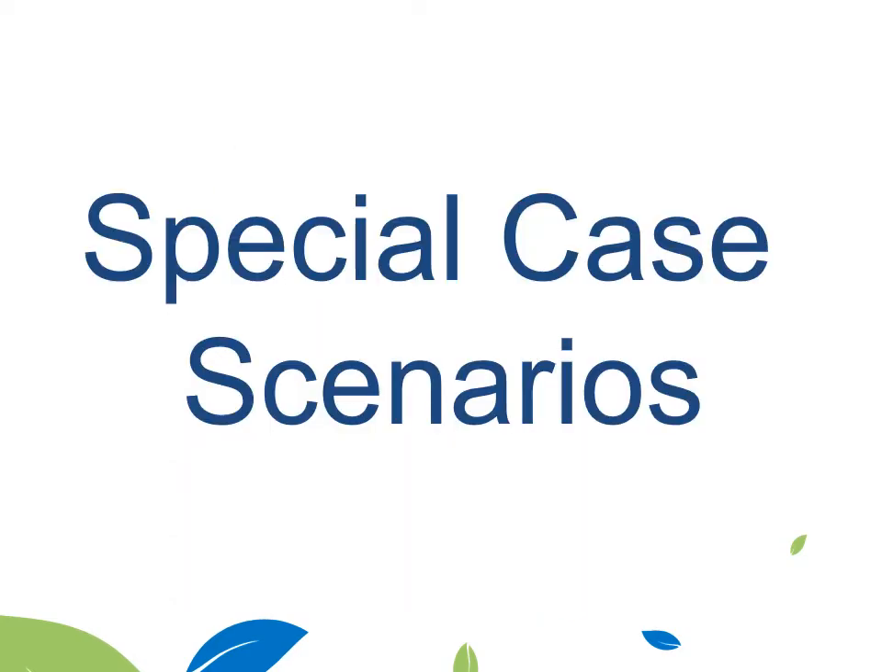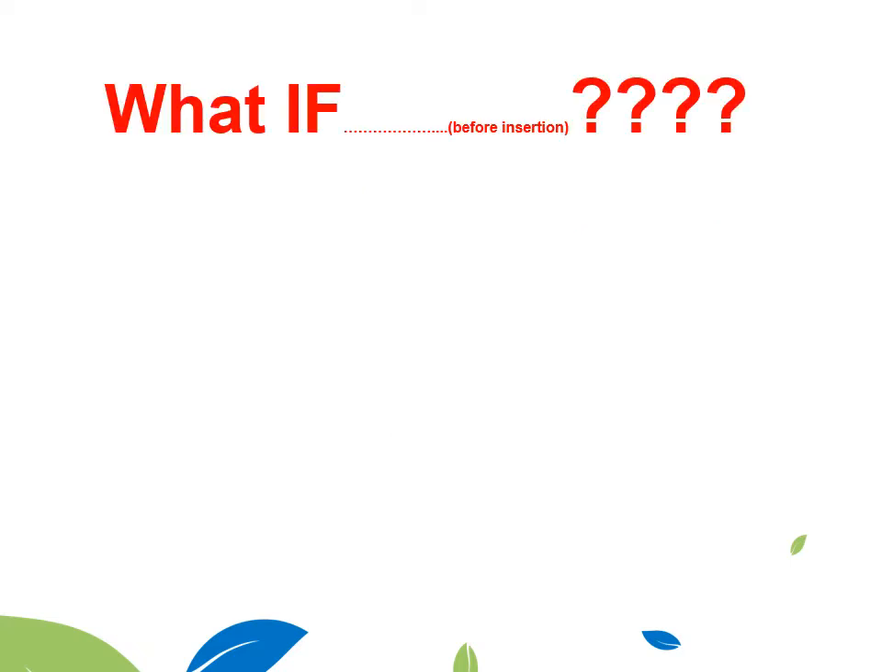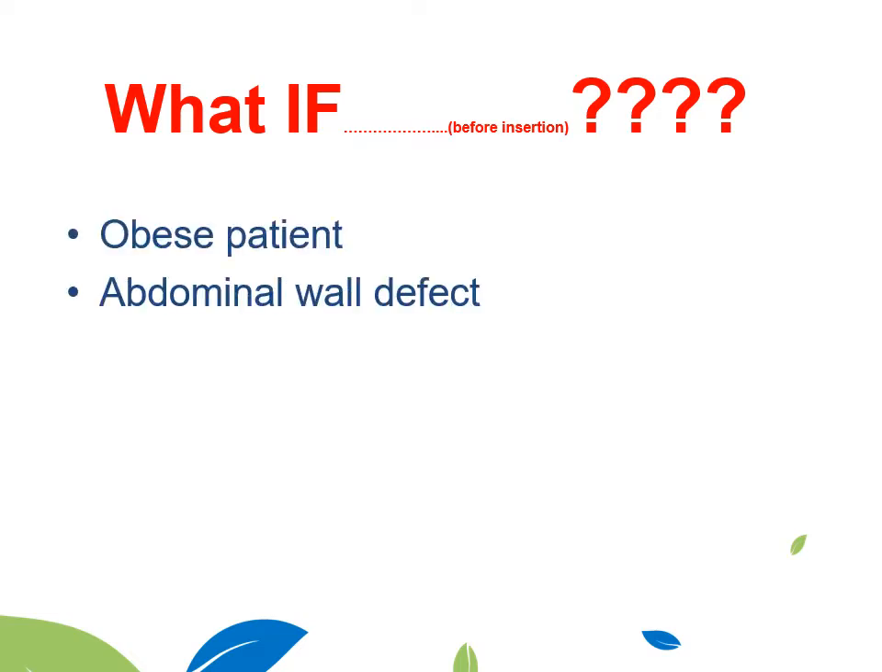Okay, but we have some special scenarios. Not all the cases are the same, not all the cases are straightforward, not all the cases are that simple. What if we have an obese patient, abdominal wall defect, or an incontinent patient with a stoma or whatever? So before insertion of the catheter, what type of catheter can we use? We will answer all these questions at the end of the lecture, and hopefully you will answer it before I answer it.